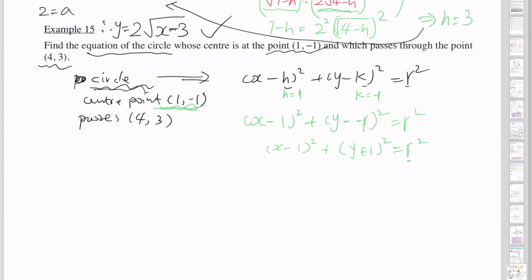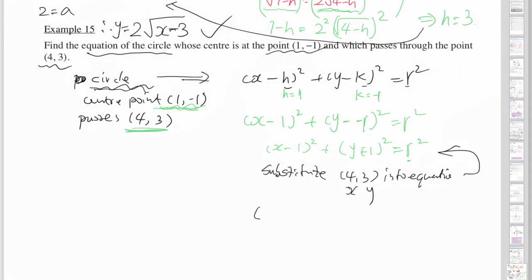What other information haven't we used? We haven't used the point 4, 3. It passes through the point 4, 3. Since it passes through it, we can substitute 4, 3 into this equation. So we know that is my x, that's my y. Substituting back, x is equal to 4, so it will be 4 minus 1 to the power of 2 plus y plus 1.